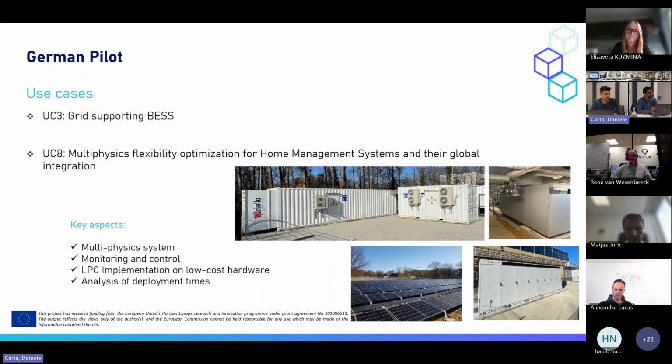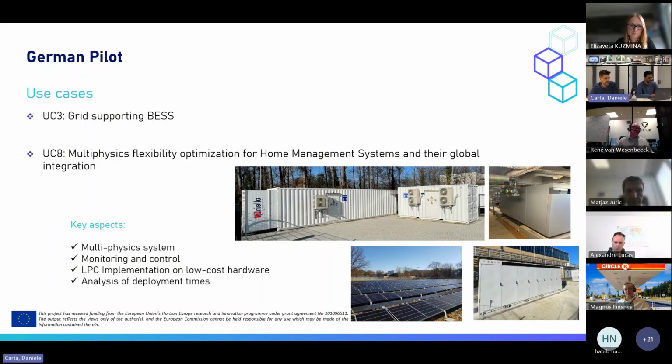So here the key aspects are the multi-physics systems. Also in this case, we had monitoring control by means of the legacy protocol converter. We implemented the LPC on a low-cost device, in particular on a Raspberry Pi. I will show some results later. And we also studied the deployment times needed by different users to prepare the configuration files that Matthias presented before.